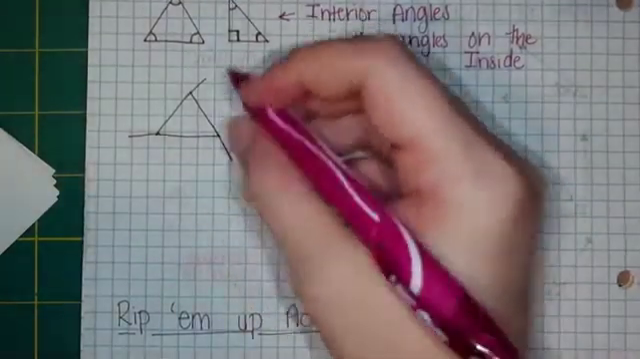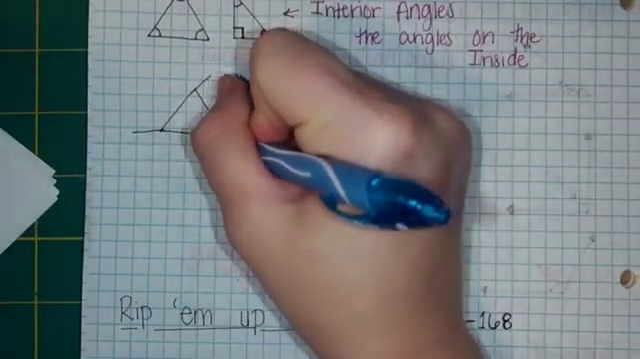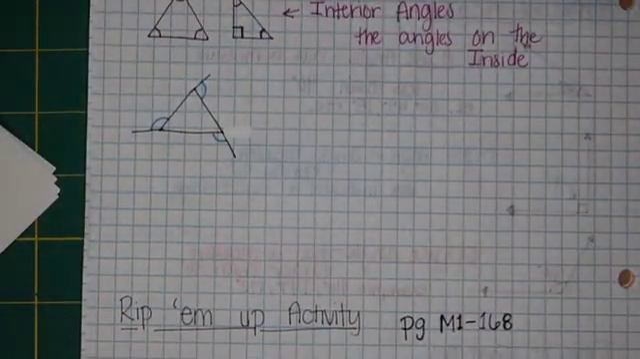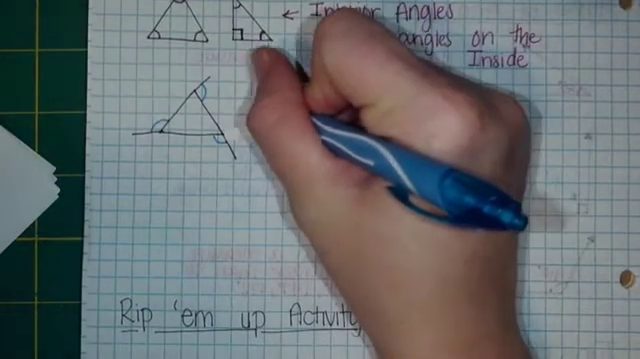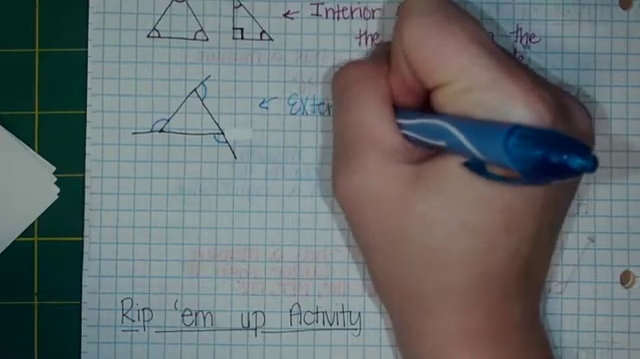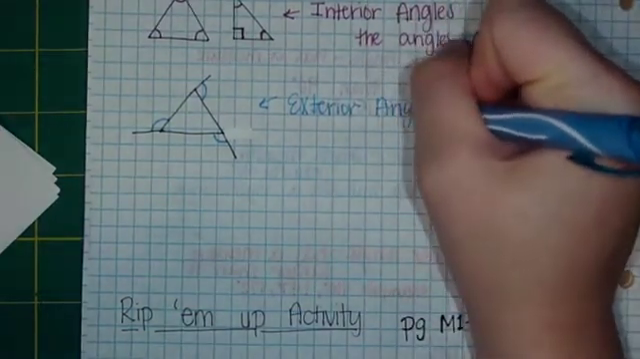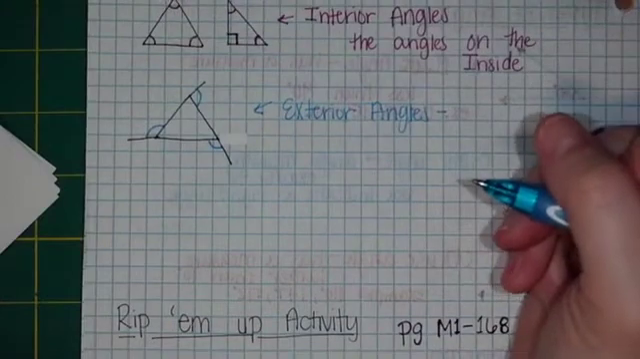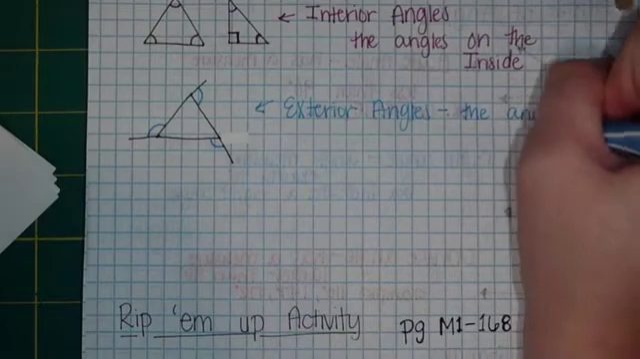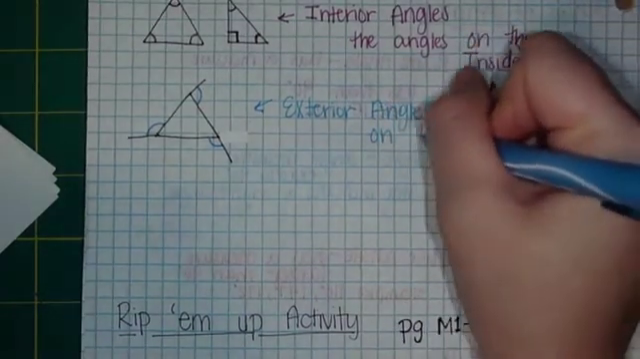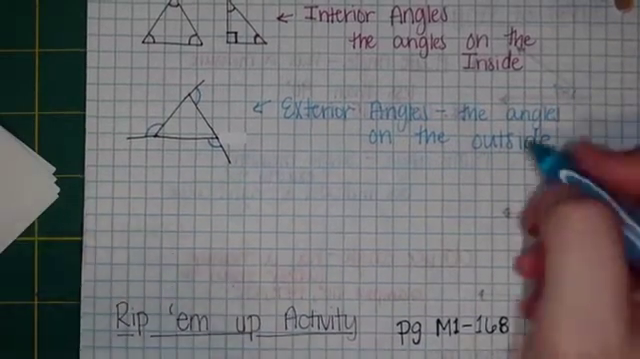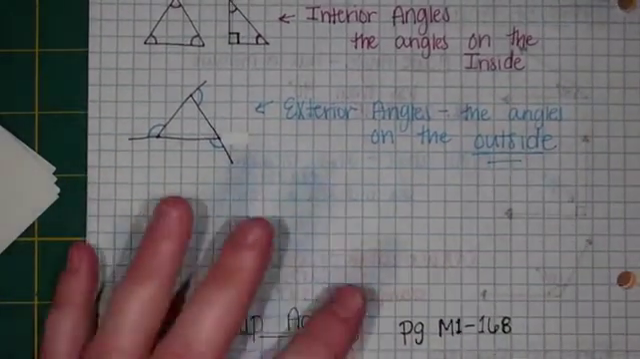So then these ones, if I was talking about this angle, and this angle, those are all exterior angles. And they are formed, well, I'll say the angles on the outside. Hopefully that blue is easy enough to see.